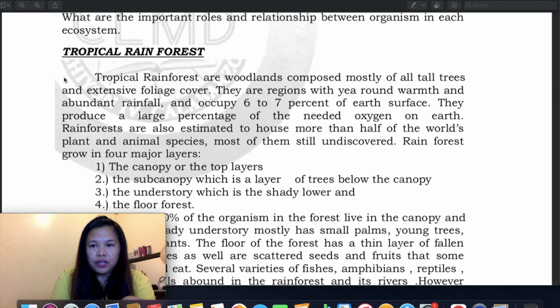So here, they are regions with year-round warmth and abundant rainfall, and occupy 6 to 7% of the Earth's surface. So they produce a large percentage of the needed oxygen on Earth. Example na yung Amazon rainforest. So rainforests are also estimated to house more than half of the world's plant and animal species, most of them still undiscovered.